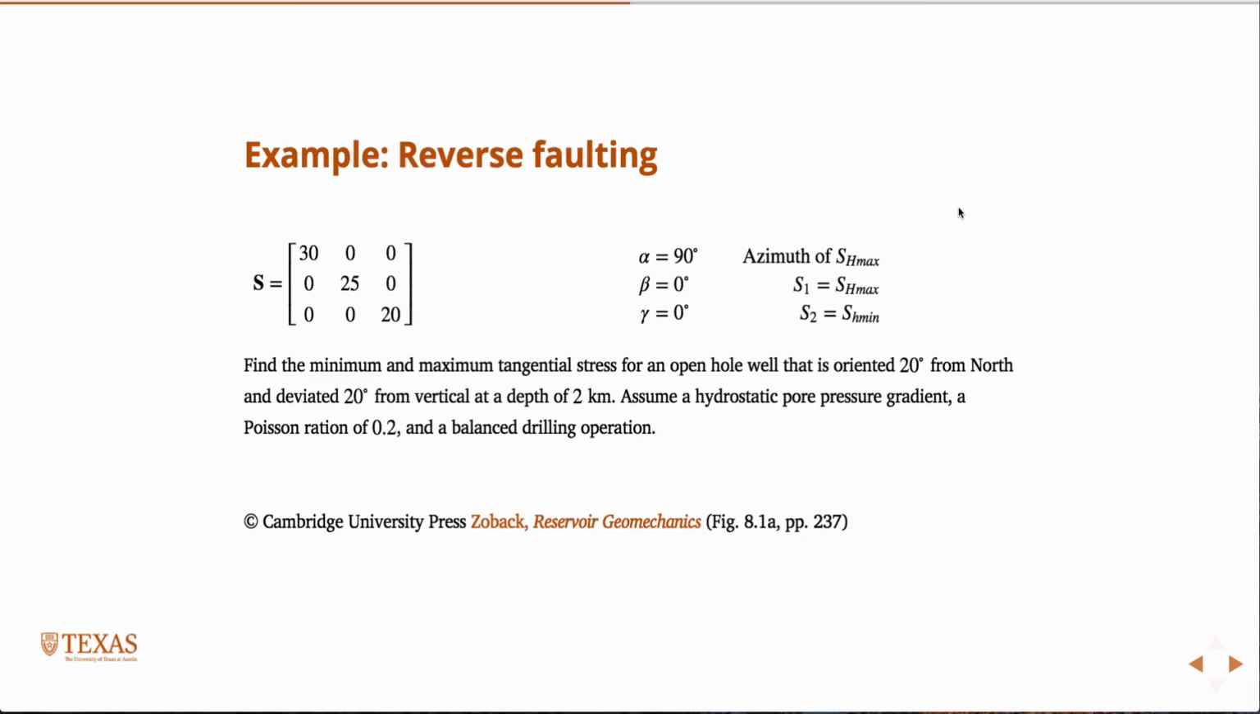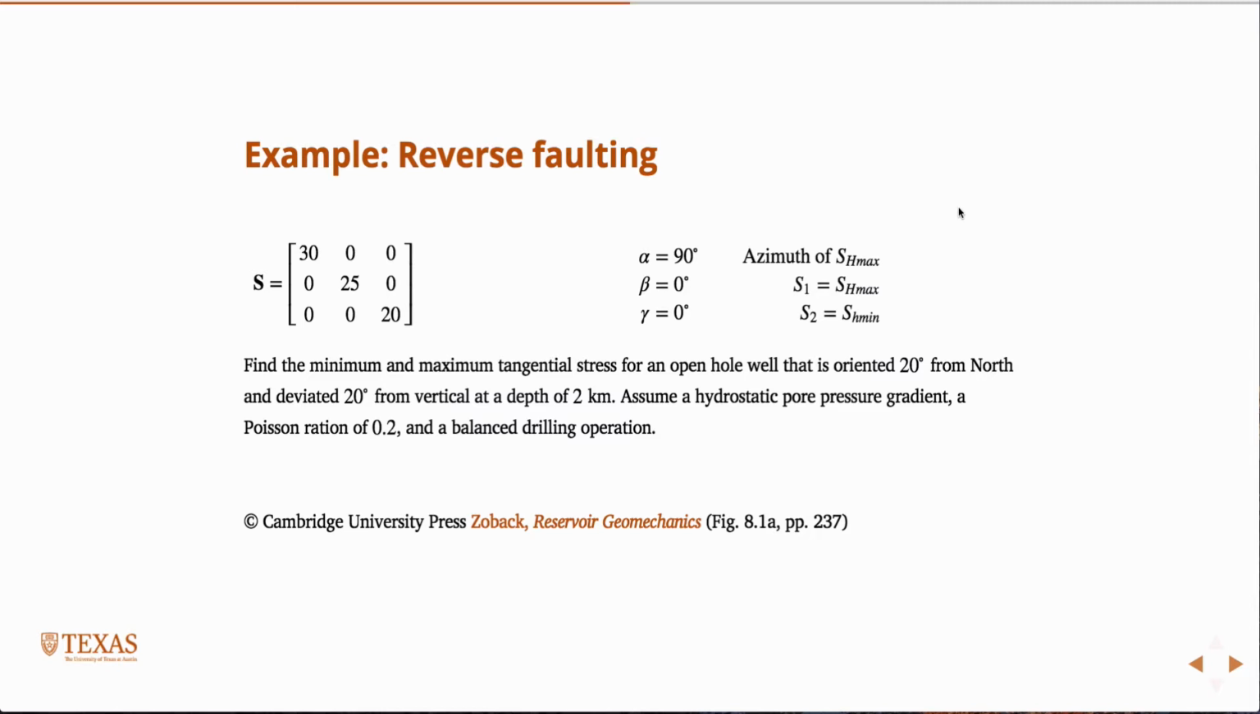So what's the pore pressure at 2 kilometers if the gradient's hydrostatic? What's your rule of thumb? Your rule of thumb is 10 MPa per kilometer. Right? I think you're confused with 0.44 psi per foot, maybe. But it's 10 MPa per kilometer. You're at 2 kilometers, so 20 MPa. Poisson ratio is 2, and you're in a balanced drilling operation, so delta P is equal to 0.